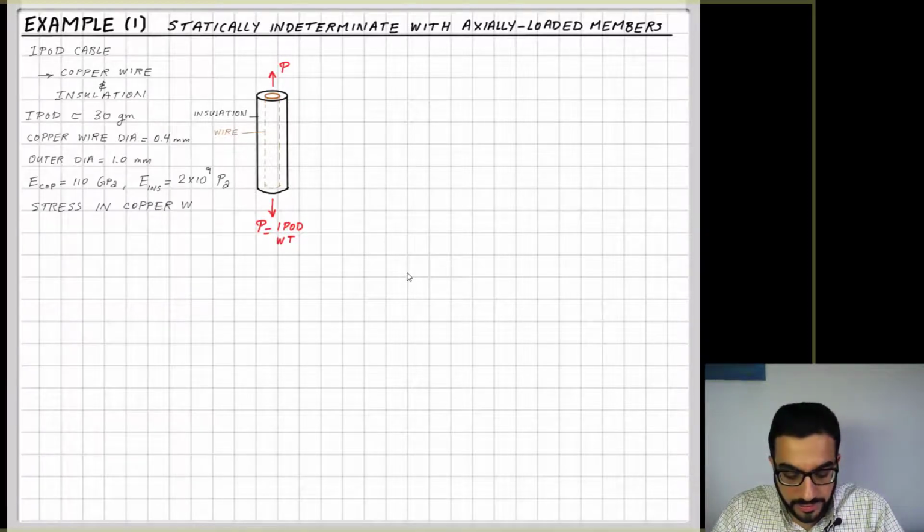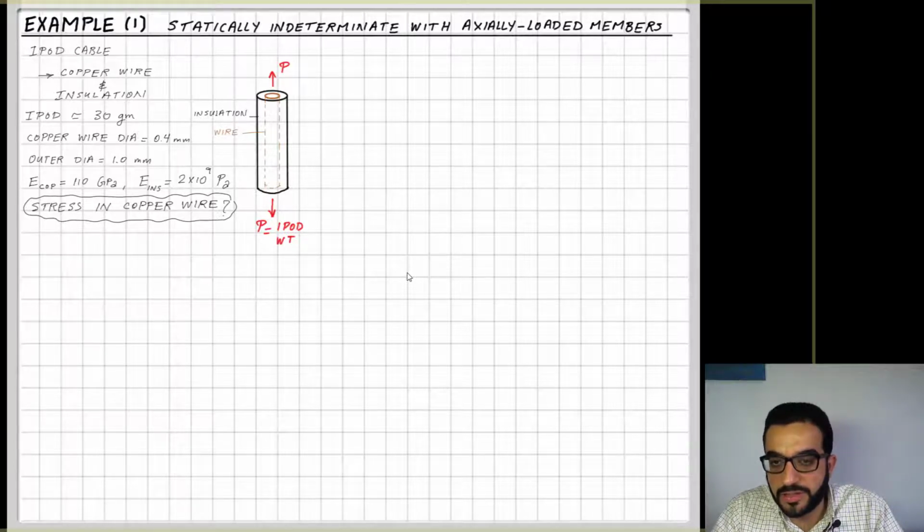Now the question is, what is the stress in the copper wire when it's loaded with the iPod at one end? If we look at the cable, the cross section has two components: the inside is the wire and the outside is the insulation. Together they carry the load of the iPod. The premise is that the bond between the insulation and the wire is strong enough so they act together to carry the load.